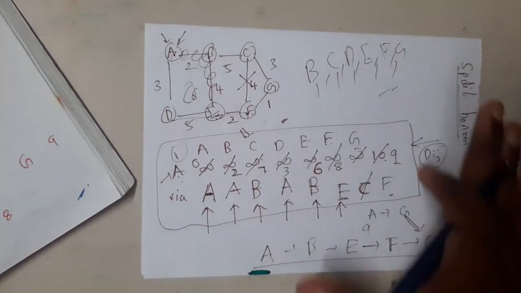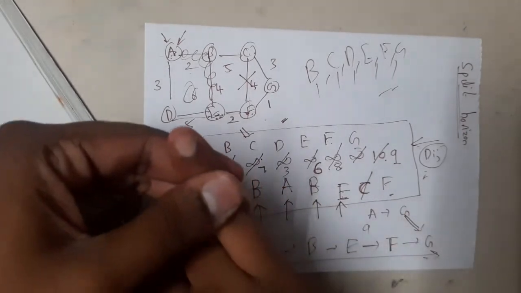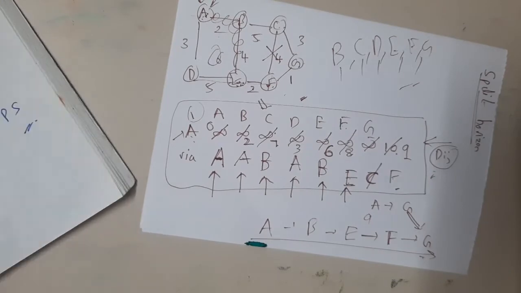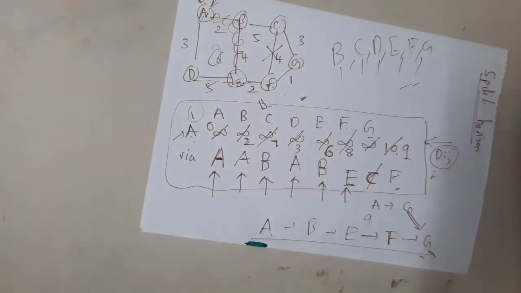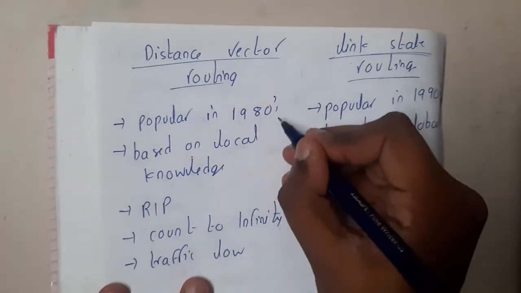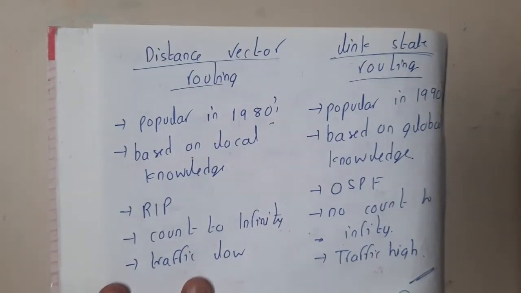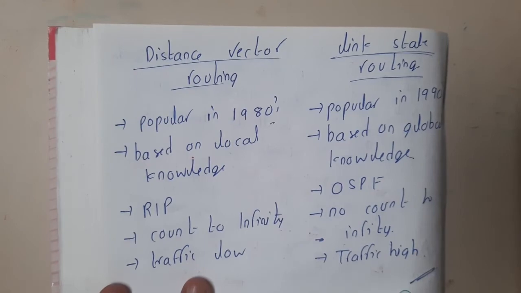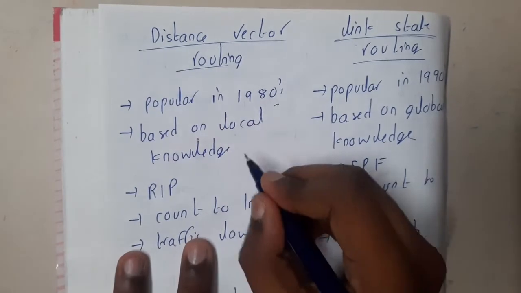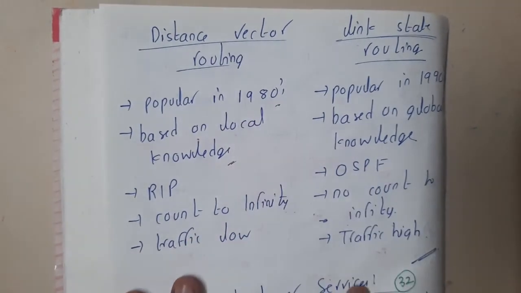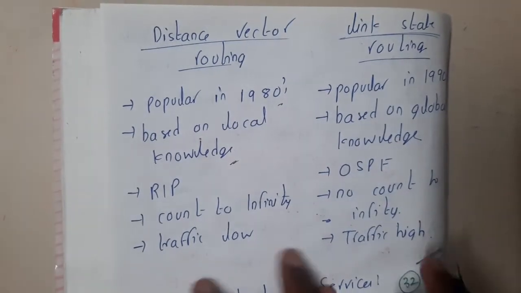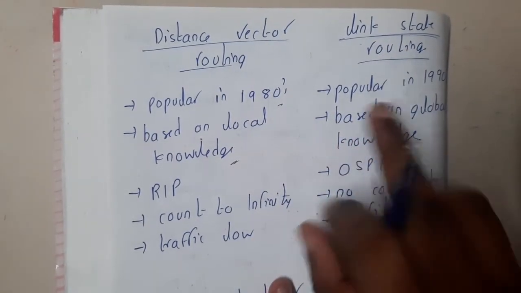Okay, yes. So now you got an idea, right? So how exactly Dijkstra's algorithm is working, and we also discussed how exactly link state routing is working, right? Okay, so now let us go through some small differences between distance vector and link state, guys. Distance vector routing was popular in the 1980s, guys. Similarly, link state routing was popular in the 1990s. Distance vector routing uses local knowledge. So basically it will go from one spot to another and slowly search for the thing, right? Whereas link state routing is going to have global knowledge.